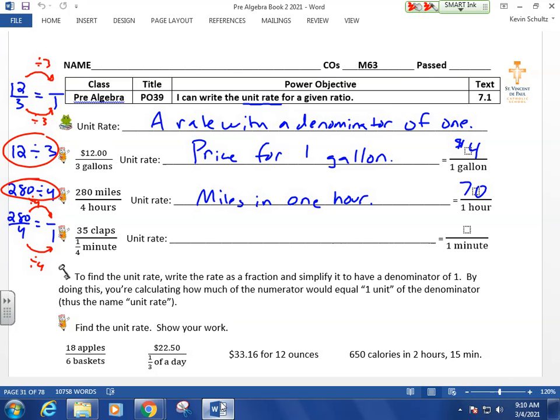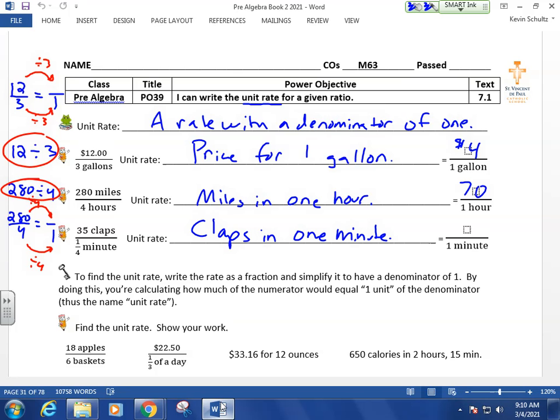So finding the unit rate, it's really just knowing what you're trying to get to, because the process is just dividing the fraction that you have. So 35 claps in a quarter of a minute. This one, we would like to know the unit rate. Claps in 1 minute.